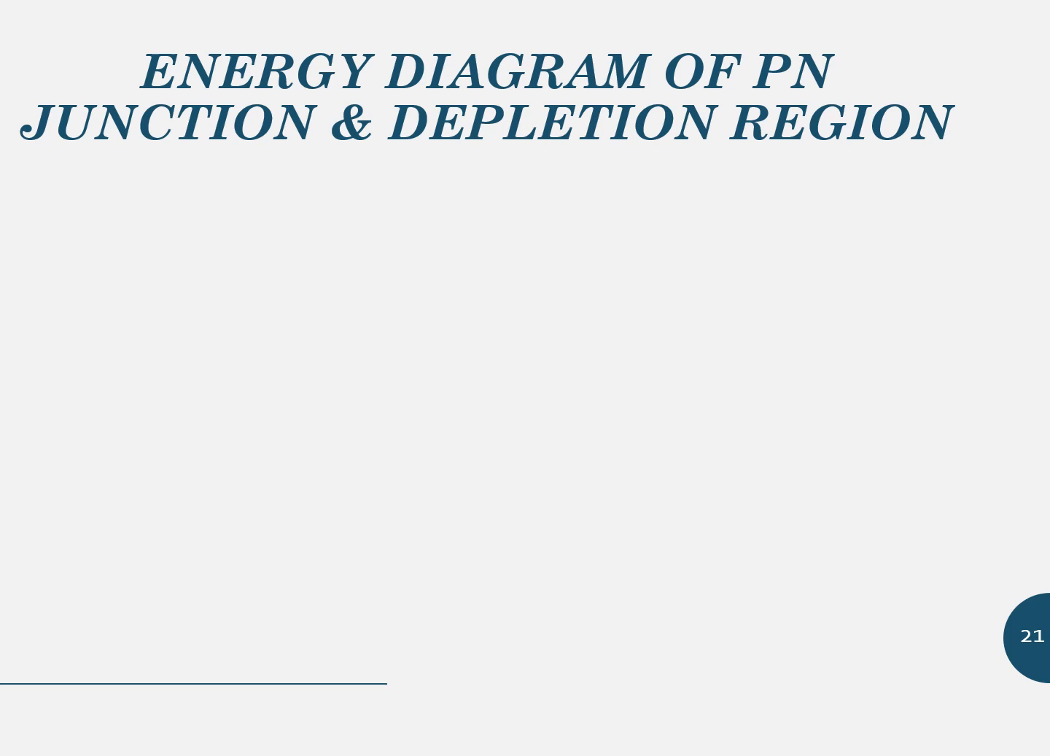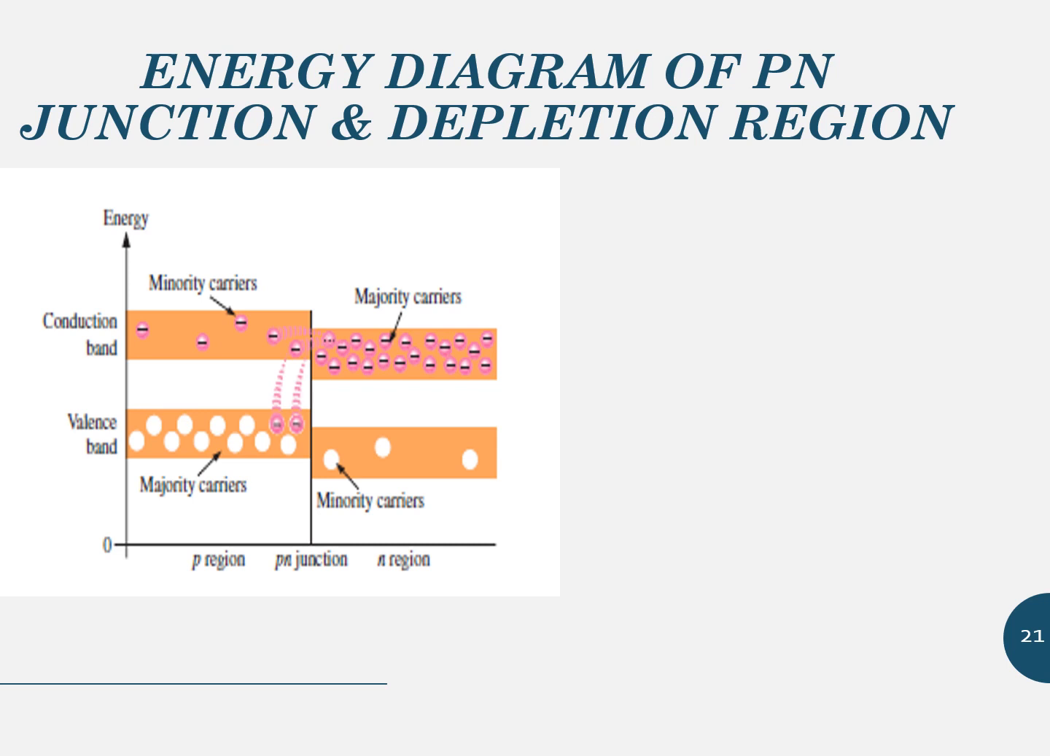Now we will look at the energy diagram of the p-n junction and depletion region. Look at this figure. As you can see, the conduction band and the valence band in the n region are at lower energy levels as compared to the conduction band and the valence band in the p region. The free electrons in the n region that occupy the upper part of the conduction band in terms of their energy can easily diffuse across the junction.